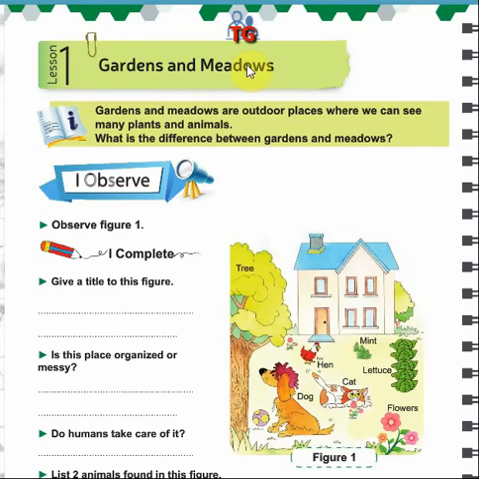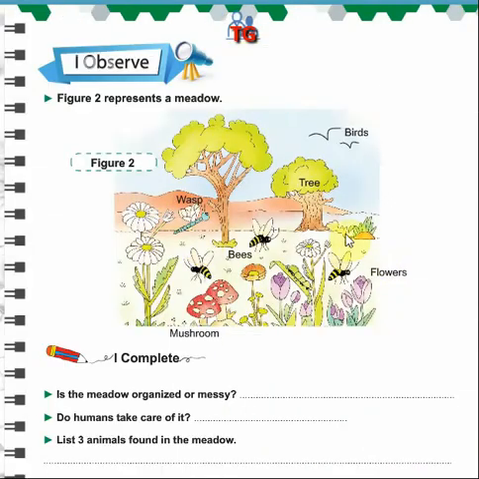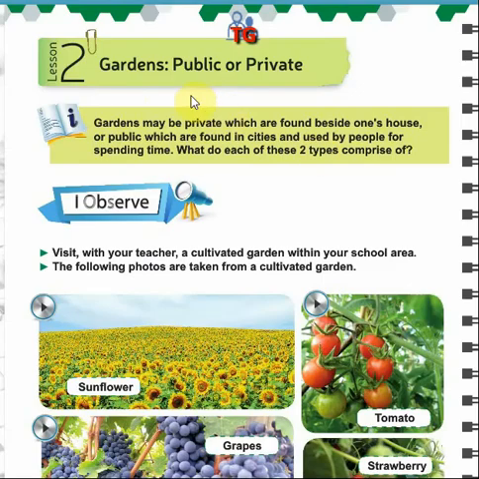You know, my students, that a garden is an organized place as we see in this figure. It has domestic animals like dog and cat and edible plants like lettuce and mint. Okay? While the meadow is a messy place that has wild animals like wasps and bees and ornamental plants like trees and flowers. Our second lesson was about gardens, public or private.